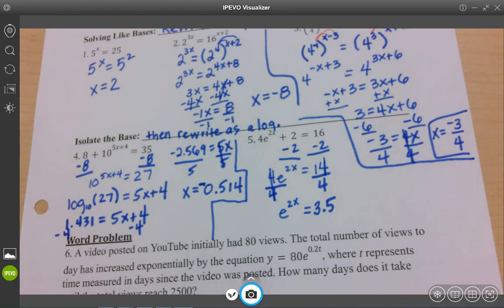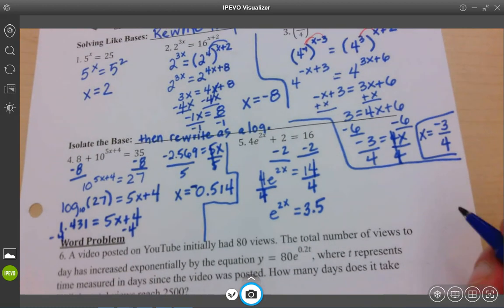Natural log. Good. The natural log is log base e, and we write ln. You could literally write log base e in Desmos, and Desmos would do all the right work for you. But if you're looking at a textbook, it's always going to say ln, so I want you to understand that ln is log base e.